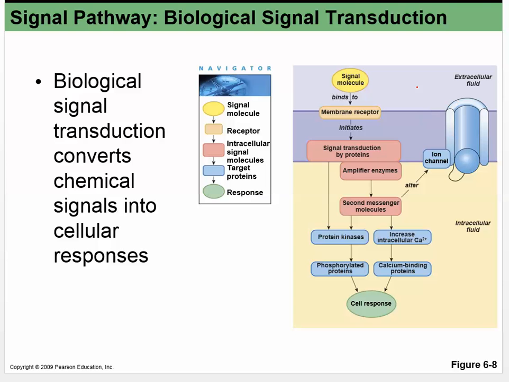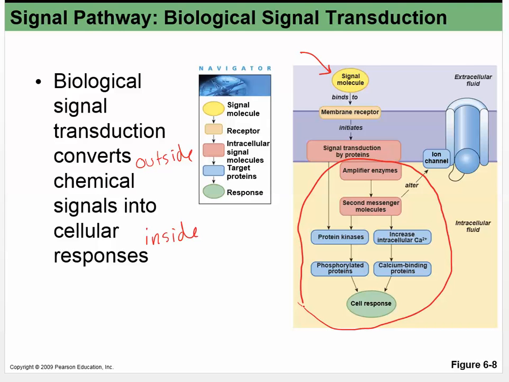Now, once we get the signal into the cell, it converts chemical signals from outside into a cellular response, which is inside. Here's our signaling molecule. It binds to a receptor, and then it can have a whole lot of responses inside the cell. Lots of things can happen.